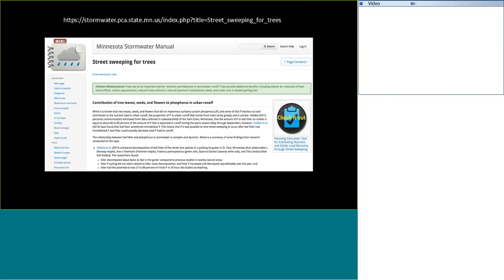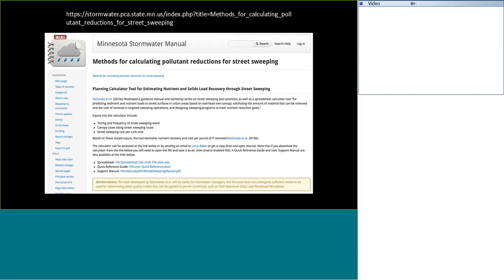And the calculator can be accessed from the Stormwater manual. This is just a screenshot of the page on street sweeping for trees, and there's a link on the right side where you can get to another page that has information about the calculator tool, and you can download the spreadsheet as well as the user guide.